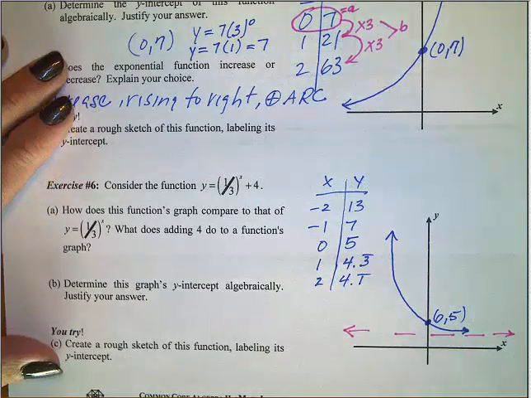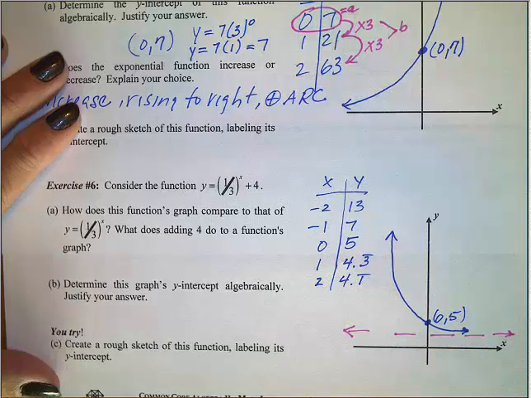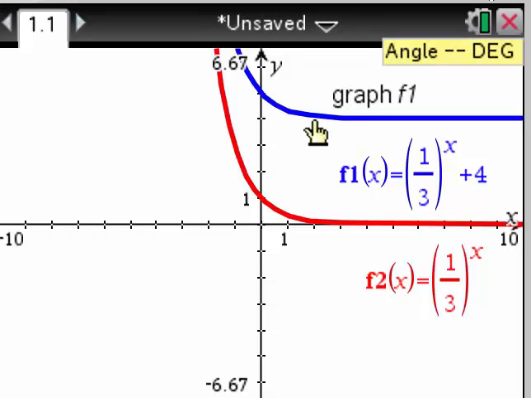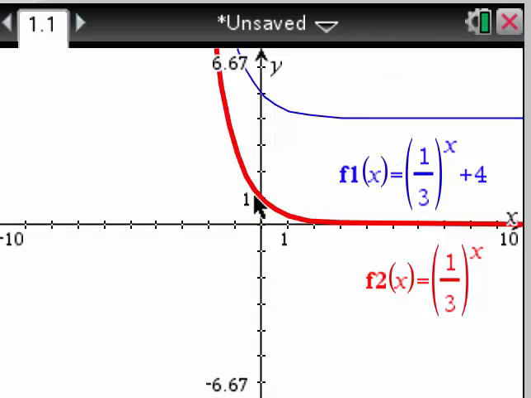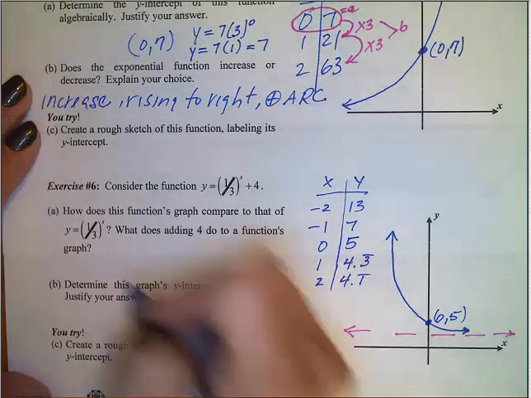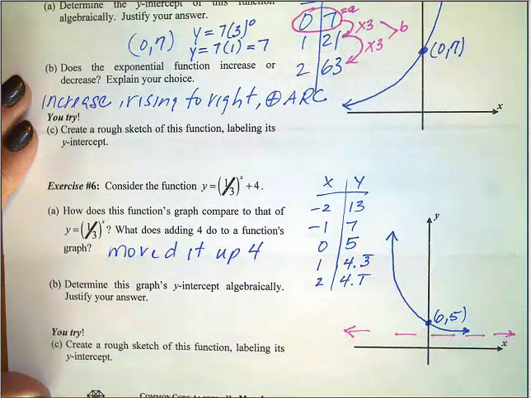So hopefully you got the same table as I did, and you sketched your graph. How does this function's graph compare to that of y equals 1/3 to the x? So if you put those both in your calculator, you can see that they are the same graph, except the plus 4 one is up 4. So see how this has a y-intercept of 0, 1, and this one has a y-intercept of 0, 5. So the only difference between these two equations is this plus 4 on the end. And that means I shifted the graph up 4. So what does adding 4 do to the function's graph? The function's graph moved up 4.